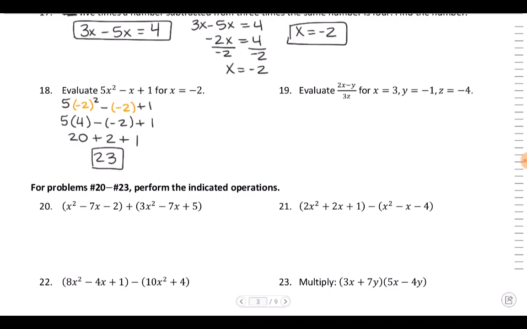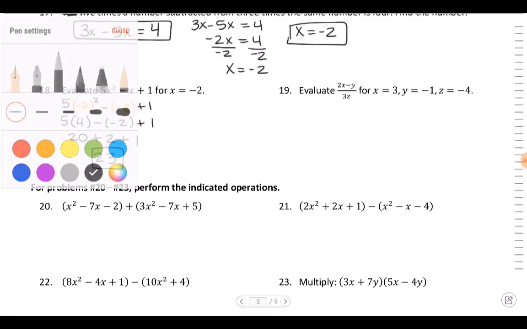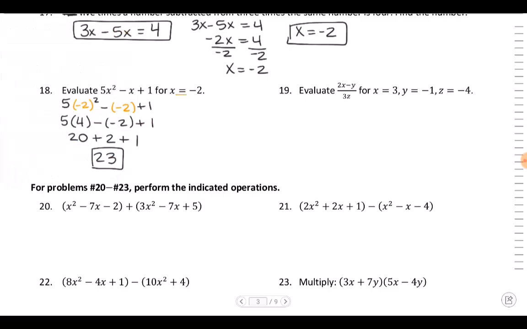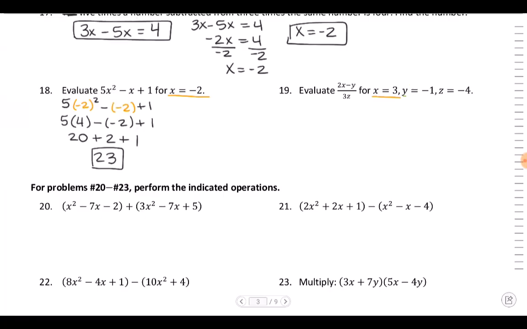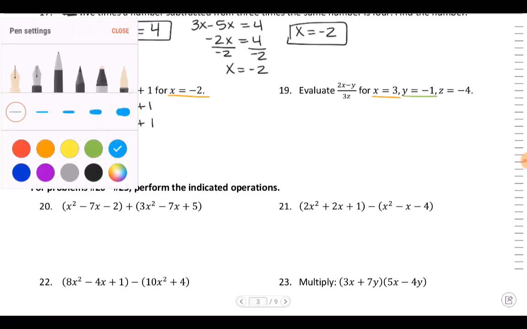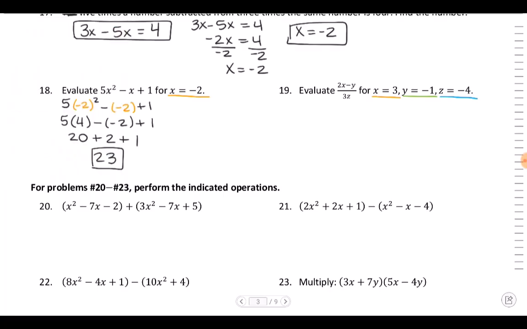So next thing we have on our list here, evaluate over here. Now we have multiple variables, x, y's, and z's. So we just want to make sure that we put them in the appropriate location. So for example, I'm going to underline the x here with orange, and then I'll do the y in green, and then I'll do the z in blue. So that way we have some color coding here.